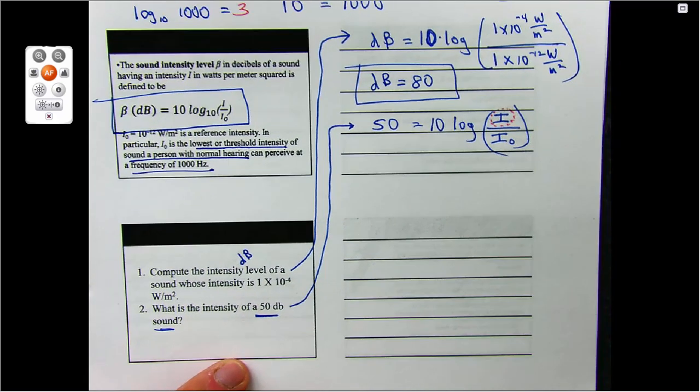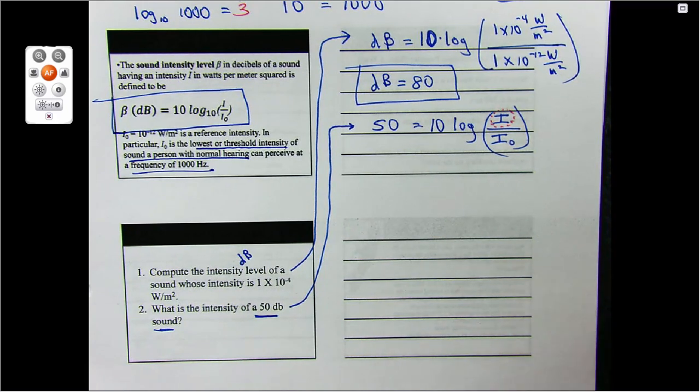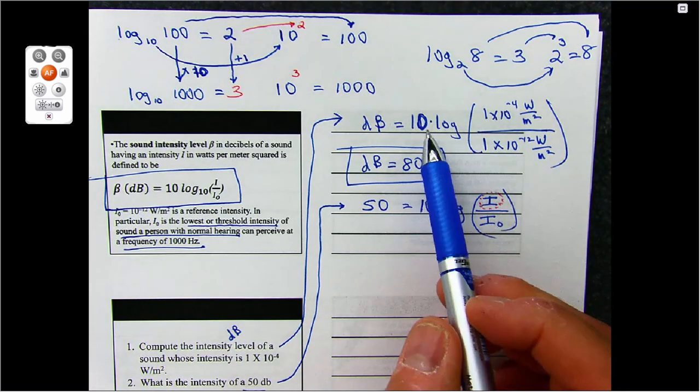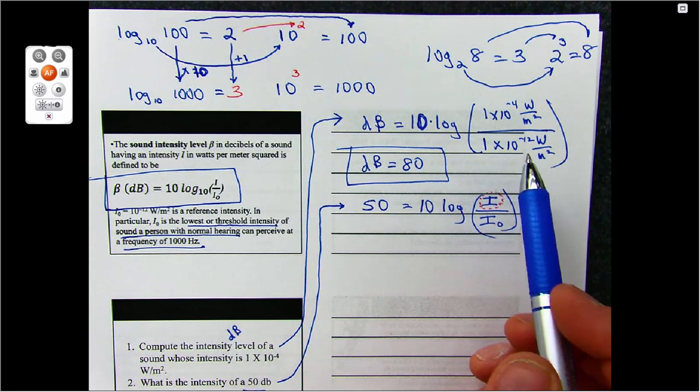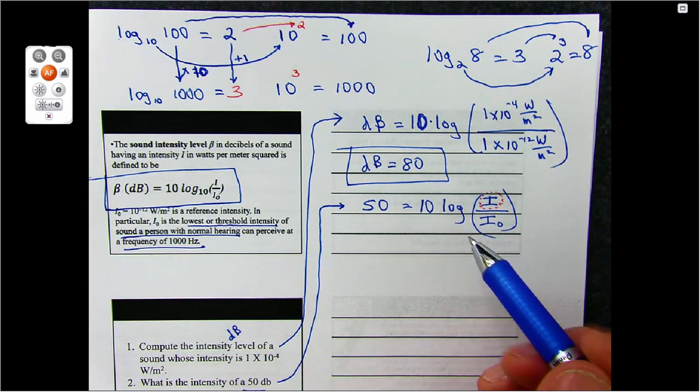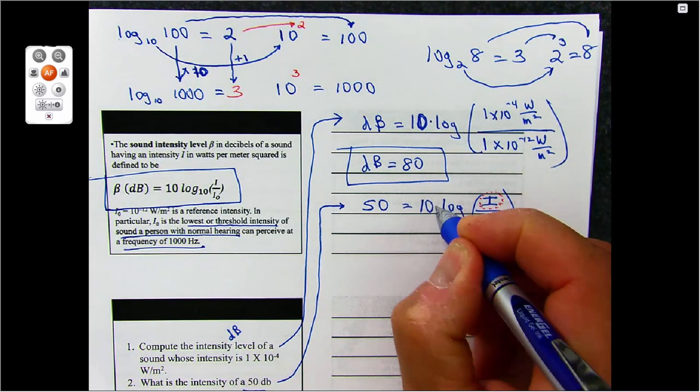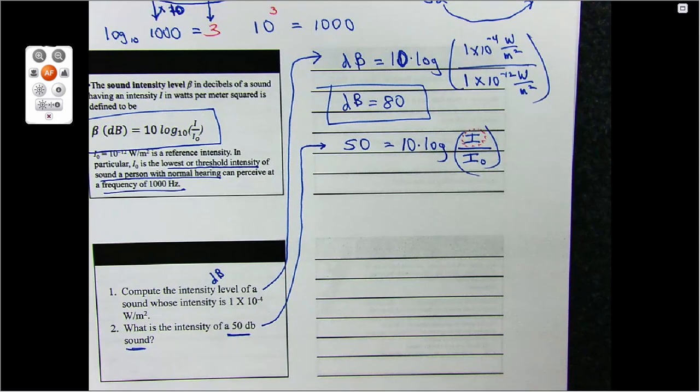So I just need a clarification. On that first one up there where we got 80, you got 10 times log. Here you could put your dot. So is it just 10 log? Yeah, I can put a dot in there for now. Sorry. What's the first thing I'm going to do to solve this?